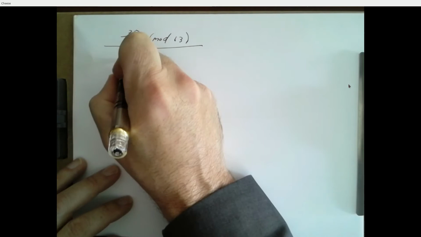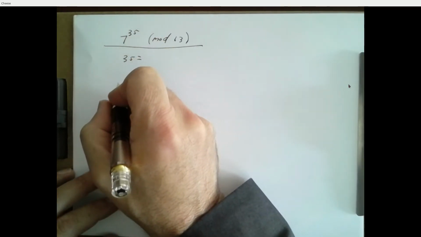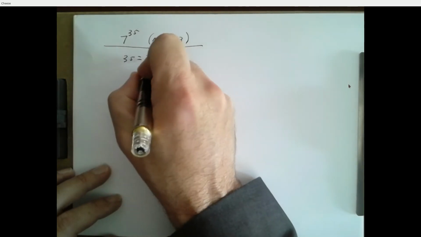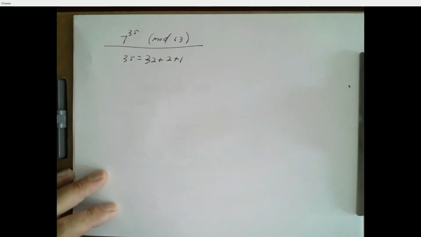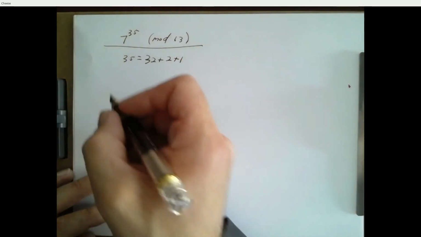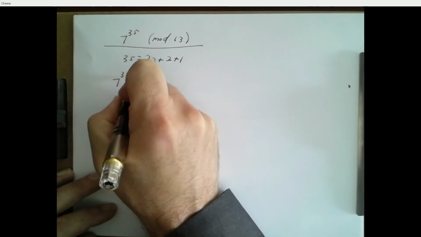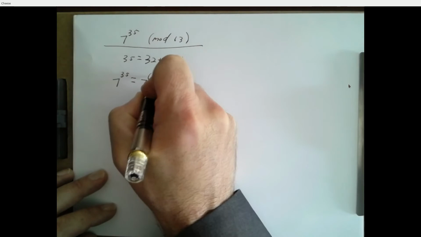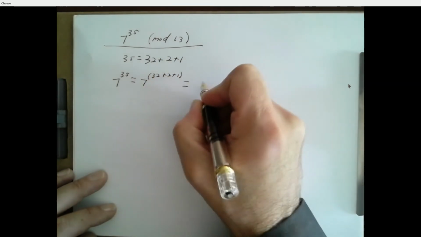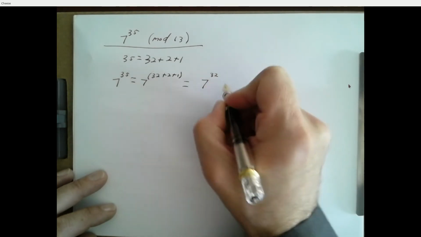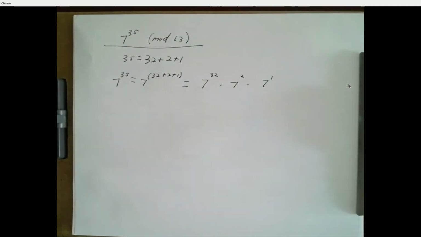Take your exponent and write it as a sum of powers of 2. So throw it into binary, figure out where the ones are. 32 plus 2 plus 1. And then use some law of exponents which says 7 to the 35 is 7 to the sum of these things, which is also a product, 7 to the 32 times 7 squared times 7 to the first.